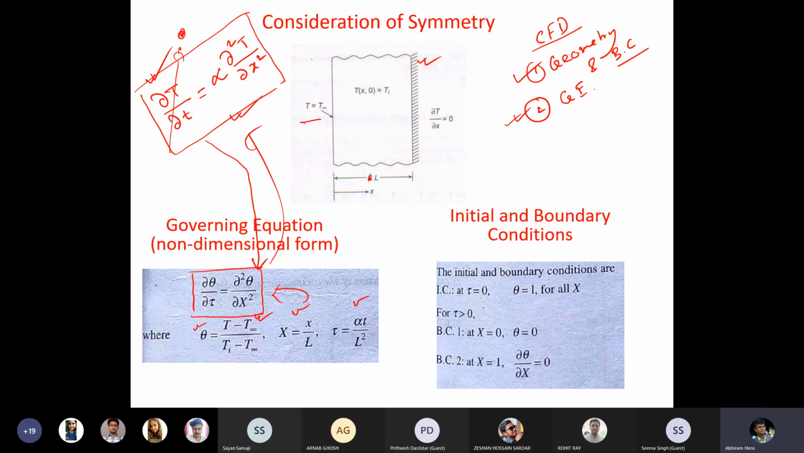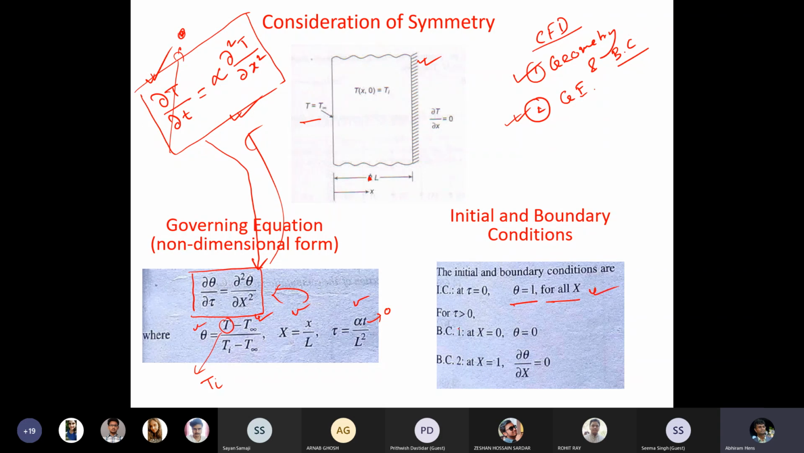The initial condition is tau equal to 0, at which theta equal to 1. If you put t equal to 0, then your tau will be equal to 0. That will give you the initial condition, and at that condition theta equal to 1 for all x. So all points will have theta equal to 1. That means t will be Ti initially, so (Ti minus T infinity) by (Ti minus T infinity), so theta will be equal to 1 for all x. That is the initial condition.